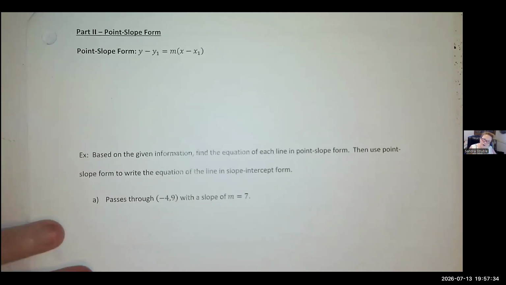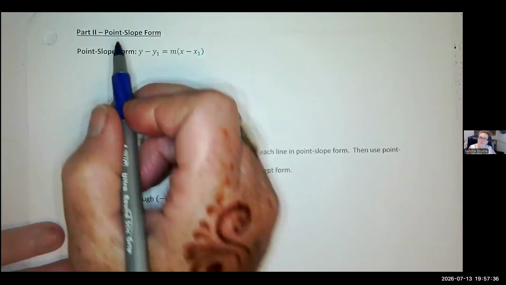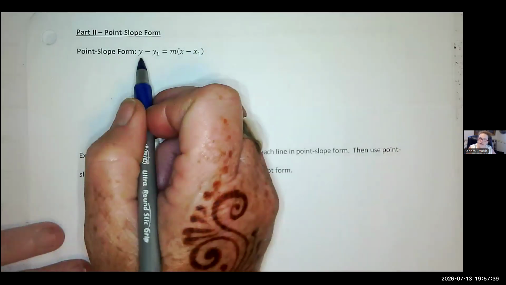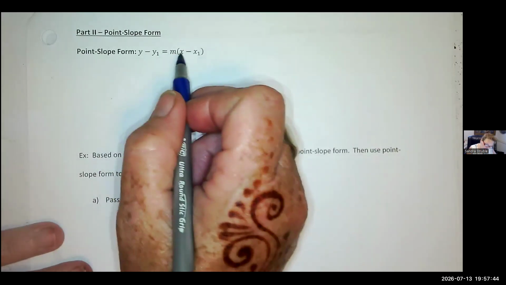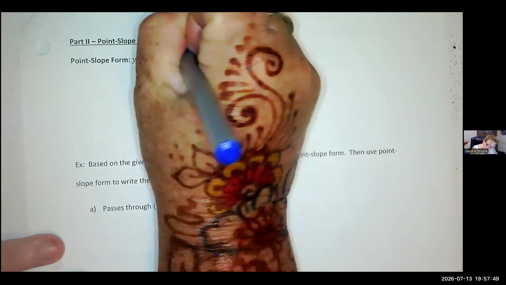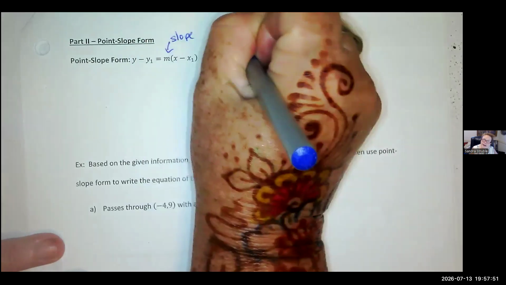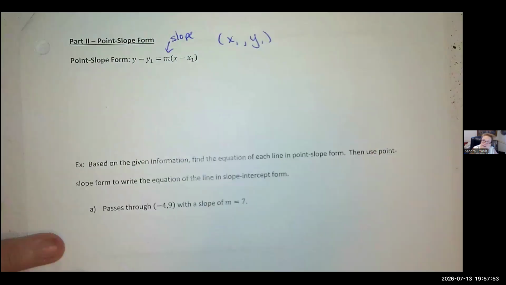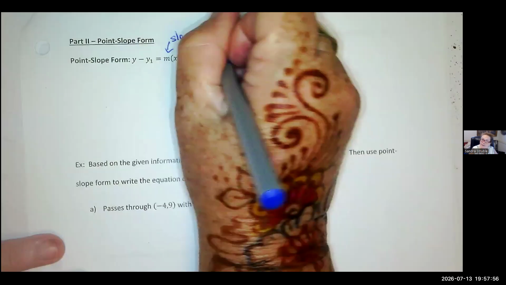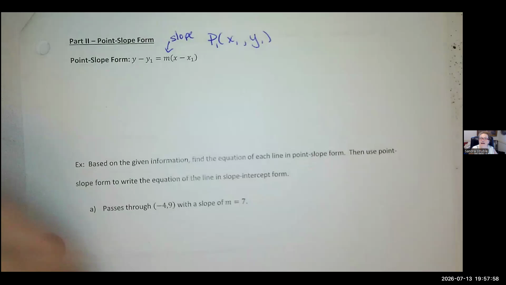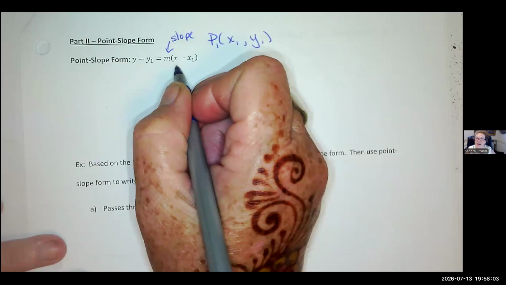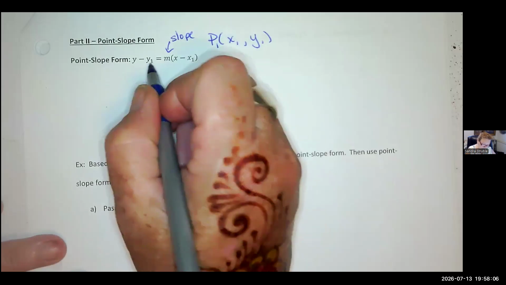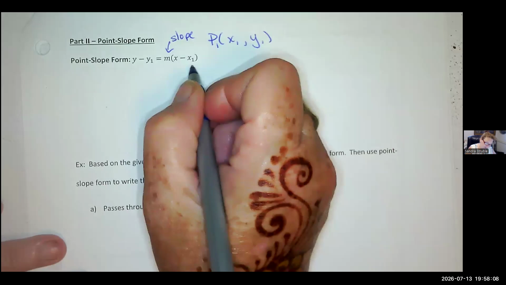So the point slope form, and this is a formula, is y minus y sub 1 equals m parenthesis x minus x sub 1. Here's what you need to know. m is your slope, and x sub 1, y sub 1 is an ordered pair. It is a point. y will stay y, x will stay x. The only things you're going to be substituting are the y sub 1, the m, and the x sub 1. All right, so that's it. We'll start with this one.